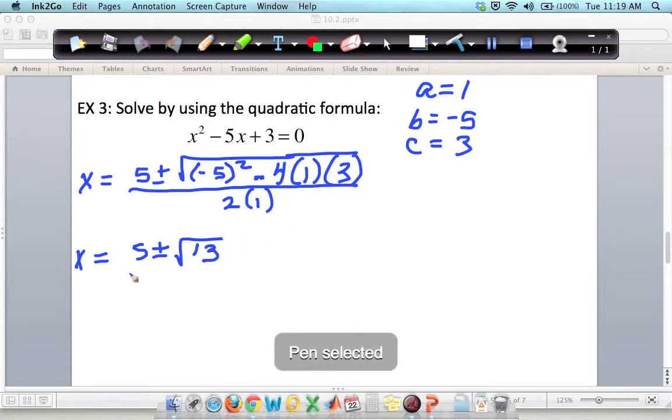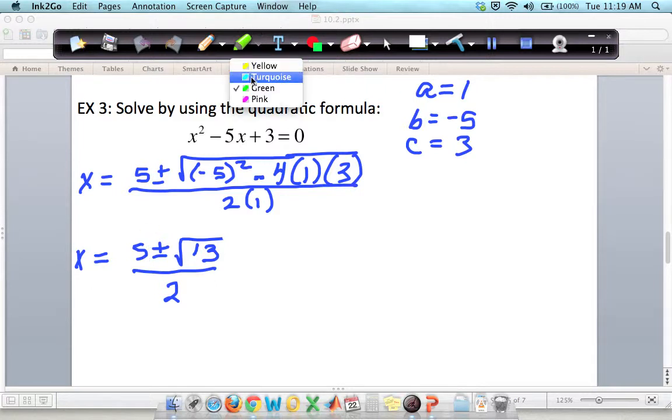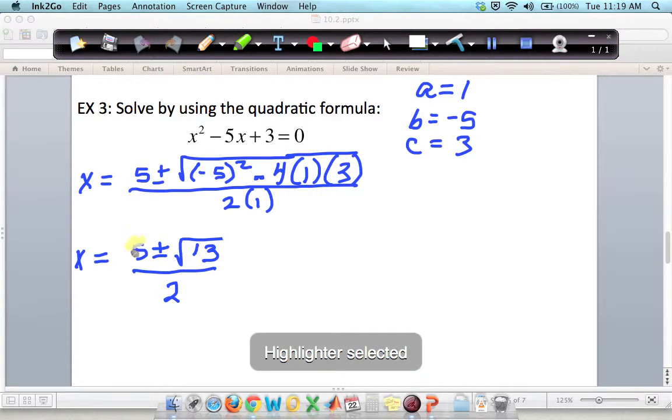Over 2. And then this can actually not be simplified. The only way you could simplify it is if, let me highlight them, this number, this denominator, and the number in front of your radical, which in this case happens to be a 1, and I'll write it there. If all three of those numbers are divisible by the same number, then you can reduce this. But 5, 1, and 2, those are all prime. You can't reduce it. So this is as simplified as this can get.